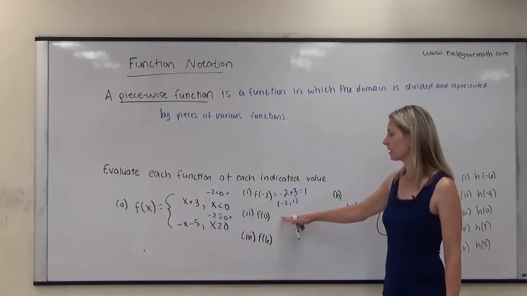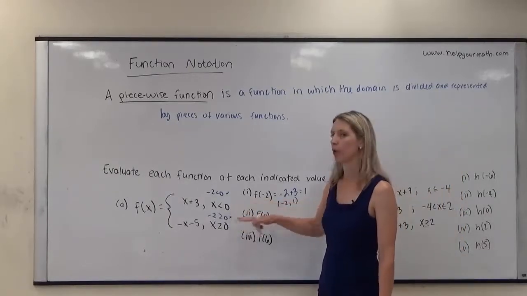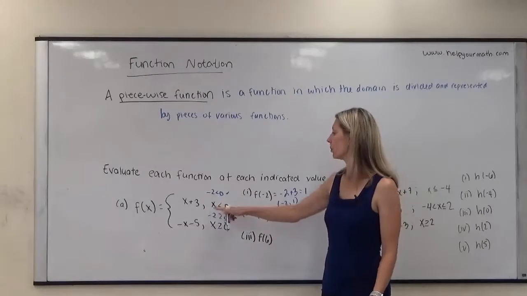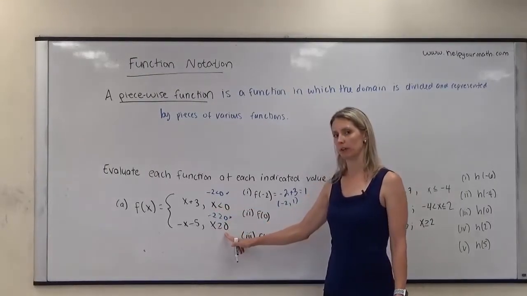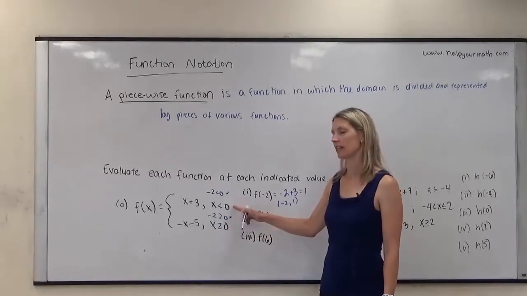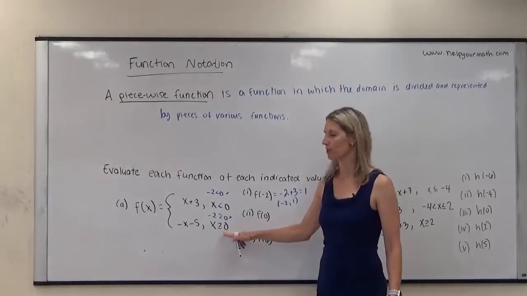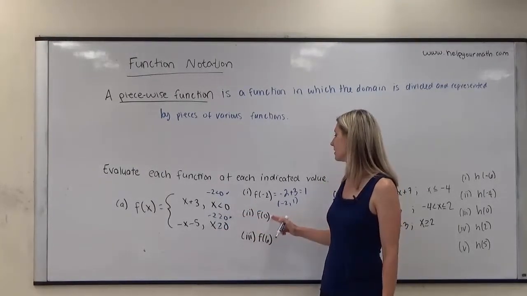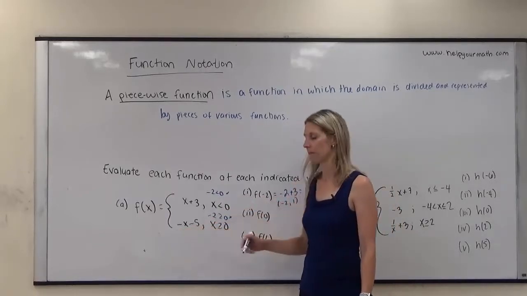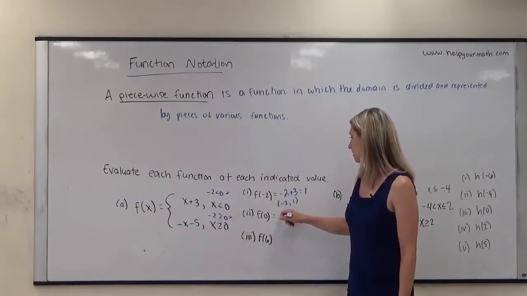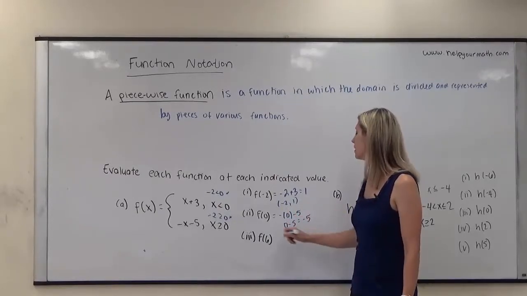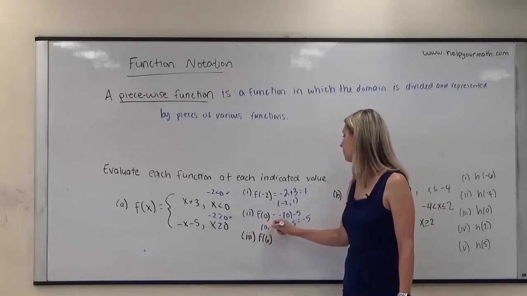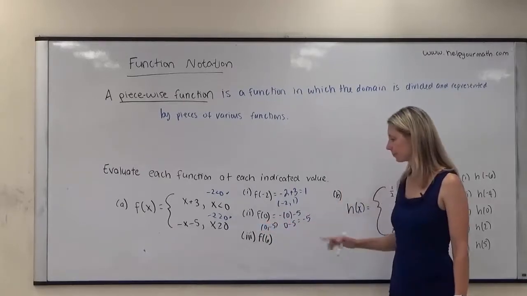Next, f of 0. So now we only plug in 0 either here or here. Which one of those is true? Is 0 less than 0? Or is 0 greater than or equal to 0? This one's true. 0 is not less than 0. 0 is greater than or equal to 0. So we only plug in 0 to the bottom part of the function. This would be negative 0 minus 5. That would be 0 minus 5, which would be negative 5. So this would be the ordered pair 0, negative 5.